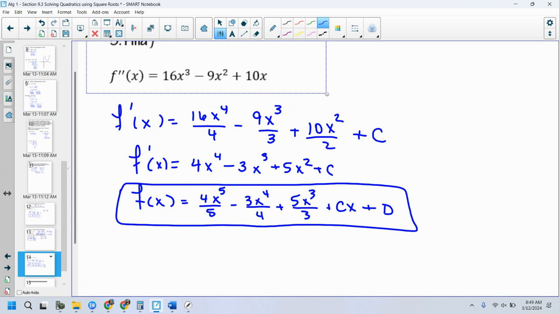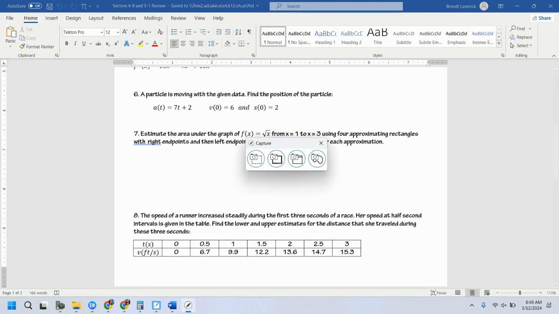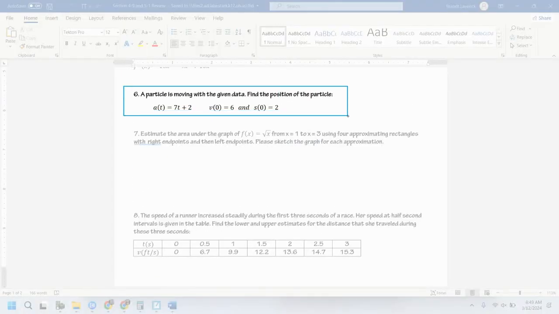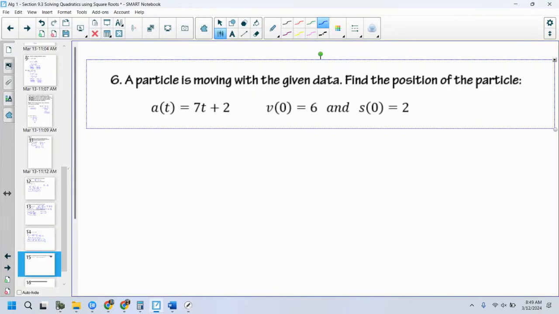Okay, let's take a look at the next one here. Number 6. Okay, so now I am given acceleration, and I am asked to find position. Remember, position is the antiderivative of velocity, and velocity is the antiderivative of acceleration. Remember, they chain together like that. So velocity, v of t, is 7t squared over 2 plus 2t plus c.